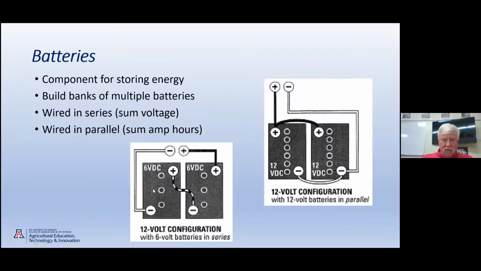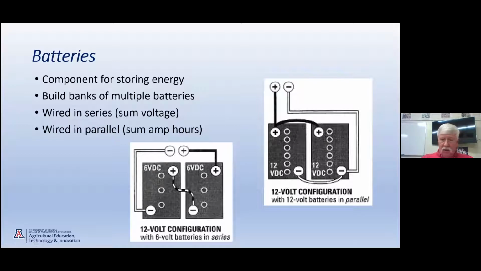And so this diagram here is a configuration. We want to come up with 12 volts. We're using two 6-volt batteries wired in series, so we see that we have a positive lead from one battery connected to the negative lead of the other battery, and then the other two leads coming out, the positive and negative. This is going to give us 12 volts, wiring in series.